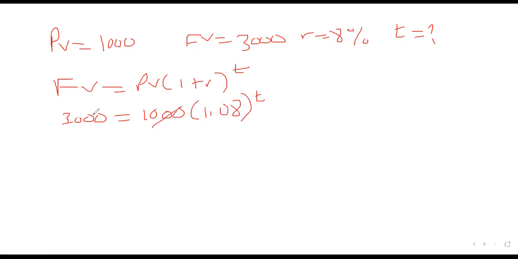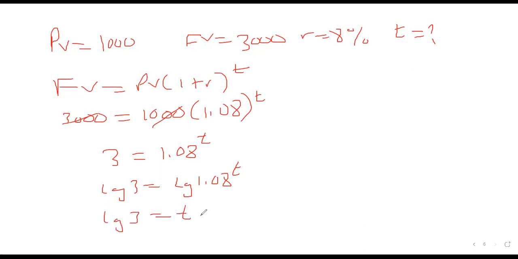So when you divide this and that, we're going to have what? 3. So the only way we can find our time there is by introducing logs. So log 3 is equal to log 1.08 to the power time. So the log is the only function that makes the t drop down there. It would be t times log 1.08. So to find our t, we divide both sides by what? Log 1.08. So LG or log, just the same thing.